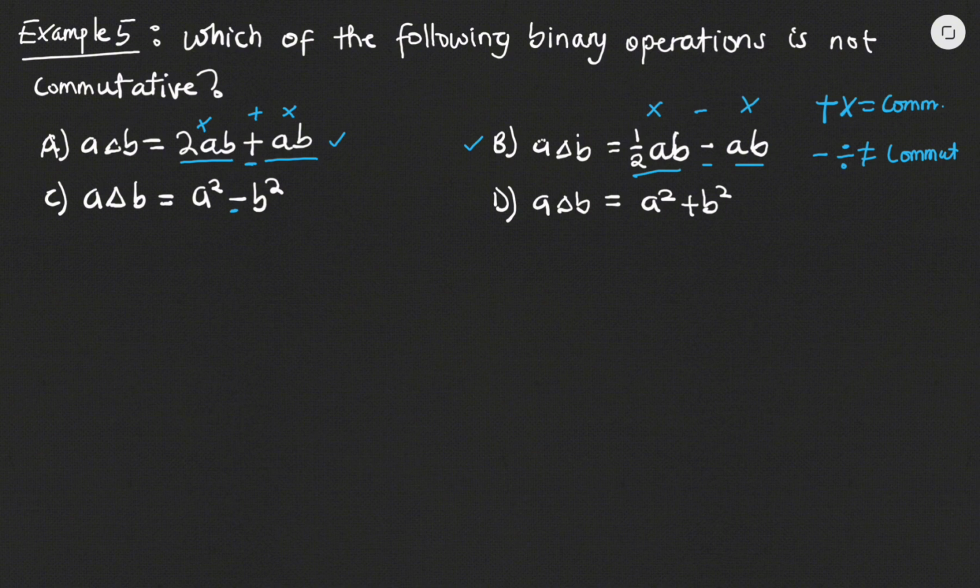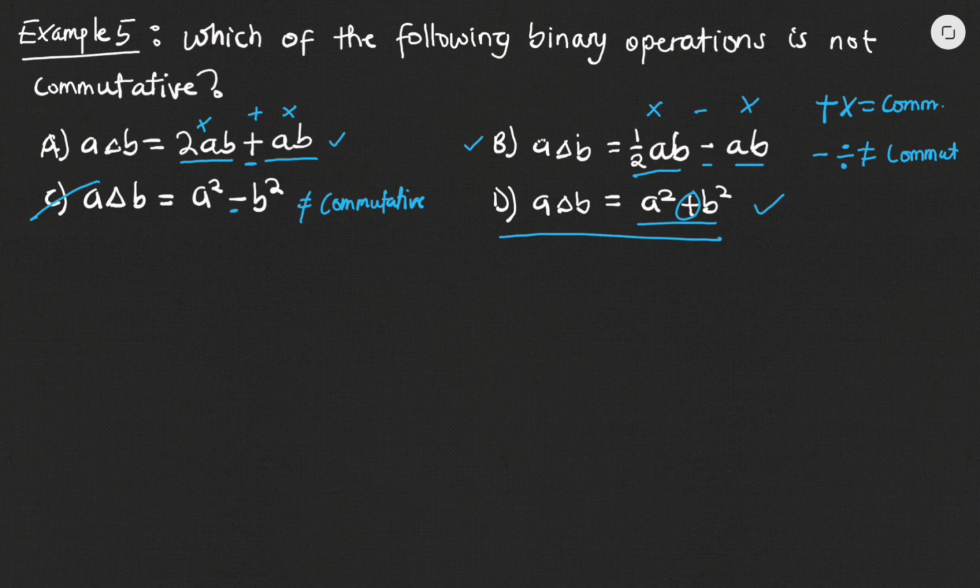So this tells us that even without doing the operation, this is not commutative. And then if I look at this one, I have just addition as the operation between them, so this is also commutative. So option D is commutative, option B is commutative, option A is commutative. Only option C is not commutative, and so therefore that is our answer.